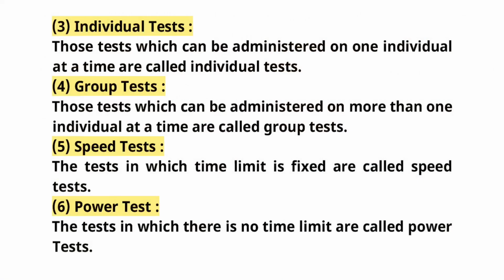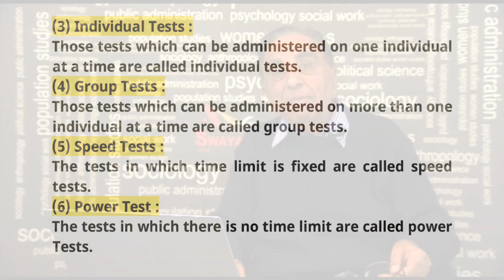Speed tests are the tests in which a time limit is fixed. Power tests are the tests in which there is no time limit. If I give you this test and you are to complete it in 10 minutes, that is a speed test. In a power test there is no time limit; whenever you complete it, you hand it over to me. So these were the types of psychological tests. We have talked about verbal, non-verbal, and in non-verbal I have told you performance, then individual, group, speed and power.